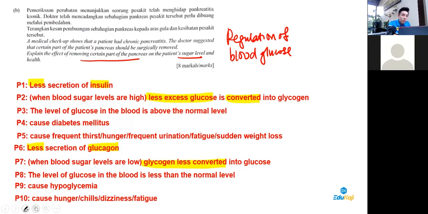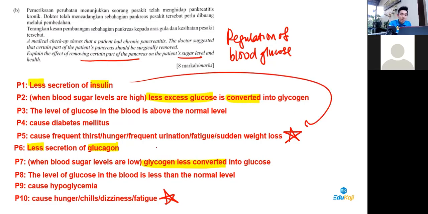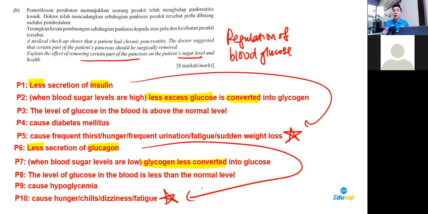So maybe what you can do is, for exam purposes, you can take note of the symptom. So I draw one star here. Symptom for less insulin, symptom for less glucagon. Because guys, no point of you doing essay if you're not going to take note of certain important things. Okay.